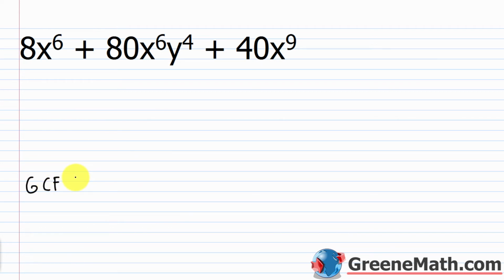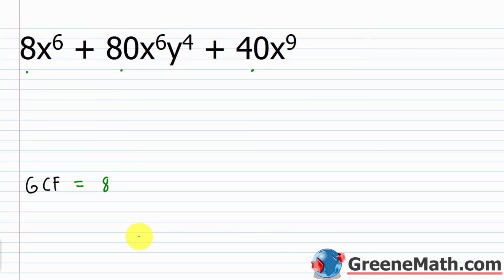Okay, so I'm going to assume that you tried that. And really the method that I would use, I would see that I have an 8 here, an 80 here, and a 40 here. Everything you should notice here is divisible by 8. 8 divided by 8 is 1. 80 divided by 8 is 10. 40 divided by 8 is 5. So that tells me right away that the GCF, the number part at least, will be an 8.